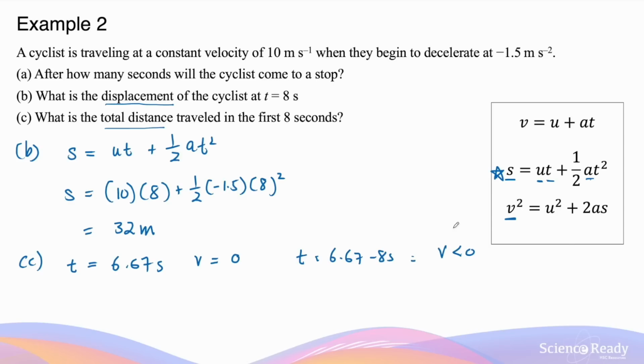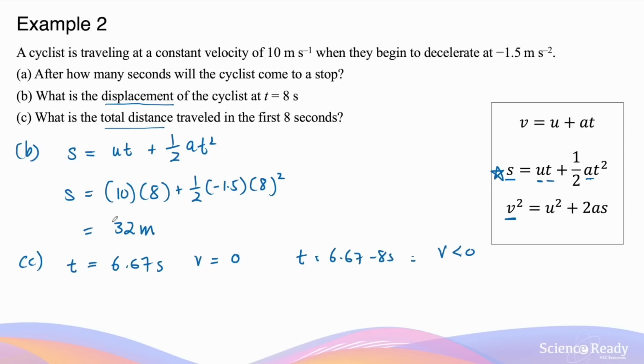This has a very important implication on displacement and distance. When an object travels in the negative direction, it will start to decrease the displacement value, but at the same time, the distance will continue to increase. And that's because a negative velocity means that the cyclist is heading back to the starting point. It will slowly decrease the displacement or the position of the cyclist from the starting point.